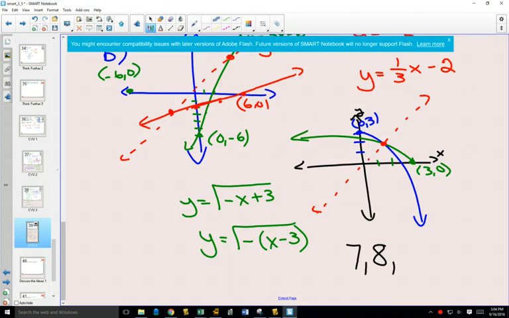7, 8, 11, and 13. I have a note that says 11 and 13 are a little bit different. They're going to make you think, so make sure you look at those ones and figure them out, or come in for extra help.